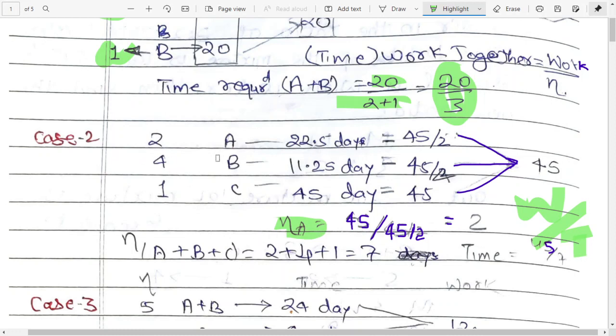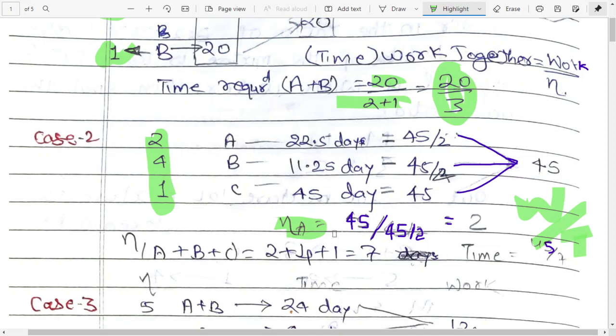Similarly for the efficiency of B, 45 divided by 45 by 4, you will land up with the final answer of 4 for the efficiency of B. Similarly, 45 divided by 45 for C, you will get the efficiency of C as 1. So the total efficiency of A, B and C was 2 plus 4 plus 1. You add them and get the final efficiency of A, B, C as 7.